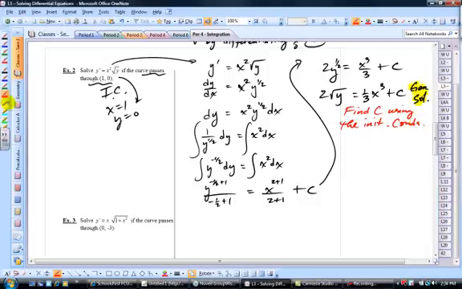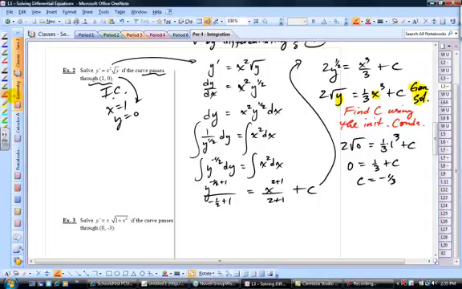Okay, so here we go. I'm going to substitute 0 in for y and then 1 in for x. So I get 2 times root 0 is equal to 1/3 times 1 cubed plus c. Well, that's 0 equals 1/3 plus c, so c equals negative 1/3. Okay, and then all you do is substitute that back in.